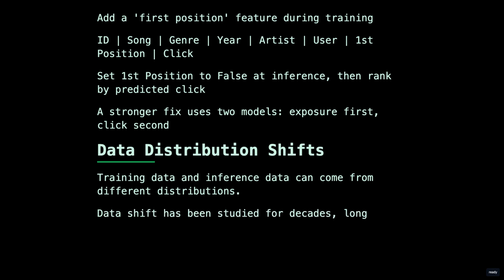This problem is not new just because machine learning is popular now. Researchers have studied dataset shift for a long time, and that older work gives a useful vocabulary for thinking about why models fail when the world changes around them.